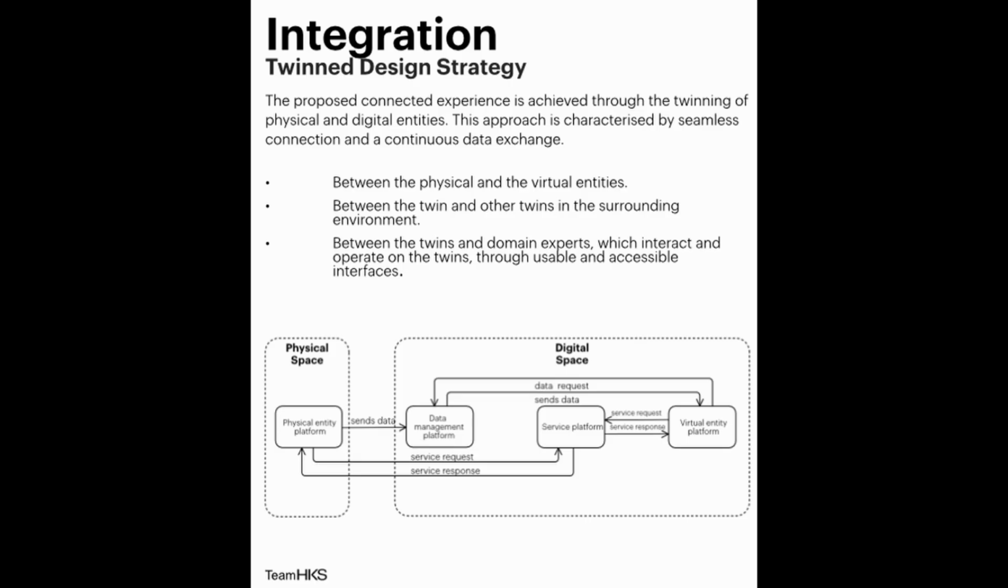The diagram showed a physical entity sending data to a management platform, which communicated with a service platform, which served a virtual entity. Arrows moved in both directions. Service requests and service responses crossed the boundary between physical and digital space like customs declarations. Somerville noted that the word seamless appeared in the accompanying text. He had been noting its appearances for some time.